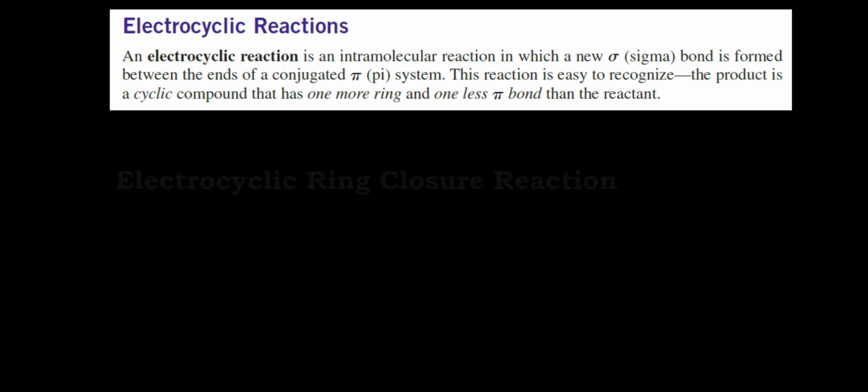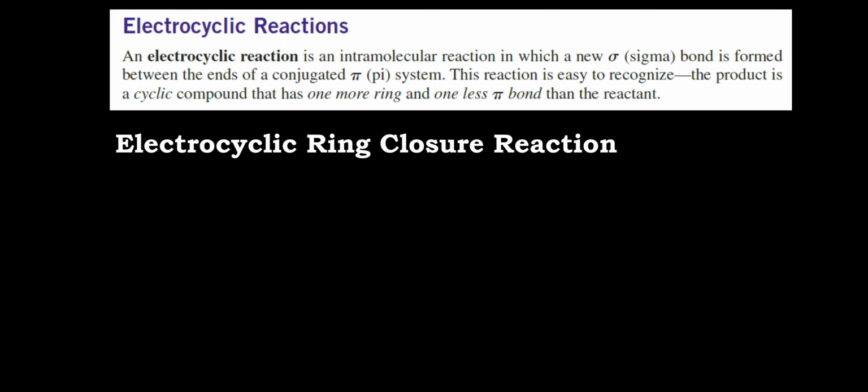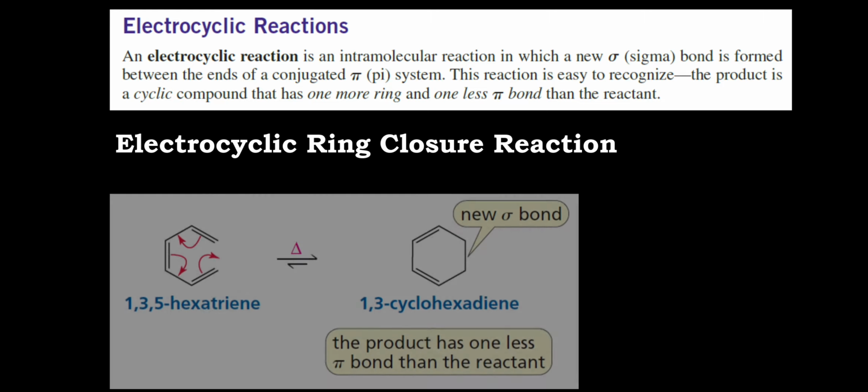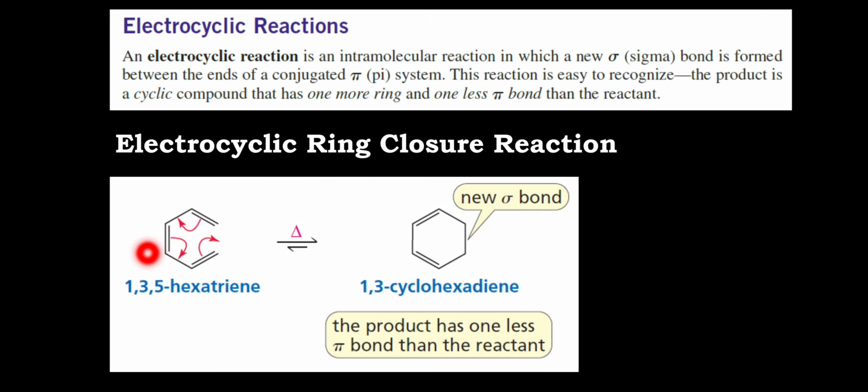Okay, now let us understand with the help of an example. Electrocyclic reactions are of two types. One is called the electrocyclic ring closure reaction. Why is it called a ring closure? You can see the reactant is an open chain or aliphatic system. Okay, it is open chain, and the product, you can see, is a closed ring. That is why it is called an electrocyclic ring closure reaction.